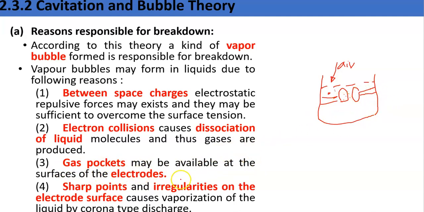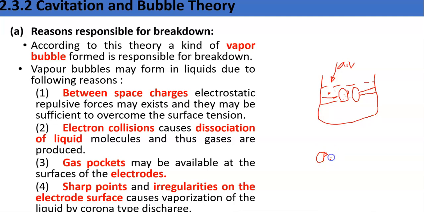This is one reason. Then sharp points and irregularities on the electrode surface. Suppose the electrode surface is deteriorated and some sharp point has occurred on it. So what will happen? You are giving a very high electric field. This electrode has a very sharp point. So what will be the electric field intensity on this electrode surface? It is a very small sharp point. What will be the intensity at this? Very high. And due to high intensity, this material will vaporize.